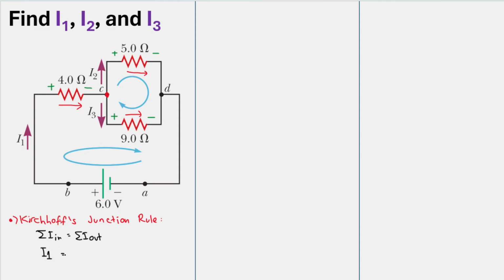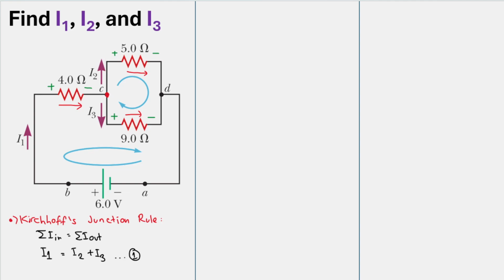So we just need to add them up, right? So I will have I1 equals I2 plus I3. I think there is nothing we can do from here, it is not very helpful at this stage, but it will be very helpful later. So let's save this as equation number 1.